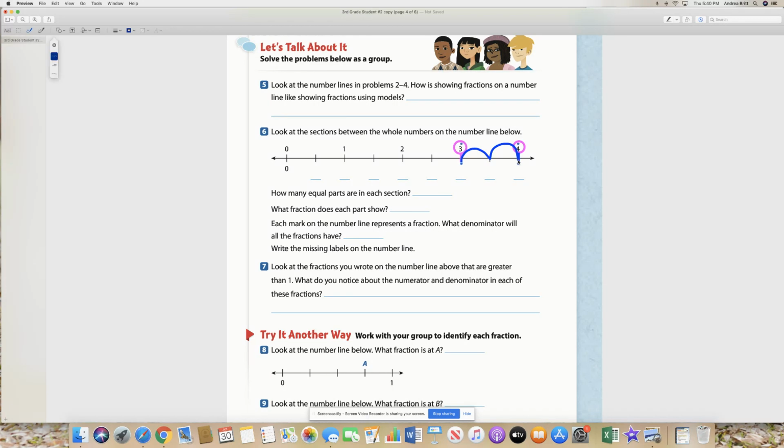Now, I like to make sure the number line's not trying to trick me at all, so I check all of them. There's 0 and 1. How many spaces are there? 1, 2. Perfect. How many spaces are there between 1 and 2? 1, 2. How many spaces between 2 and 3? 1, 2. So, since there are 2 spaces in between every whole number, that tells me that my denominator is going to be what? Perfect. 2. Every single time my denominator is 2.